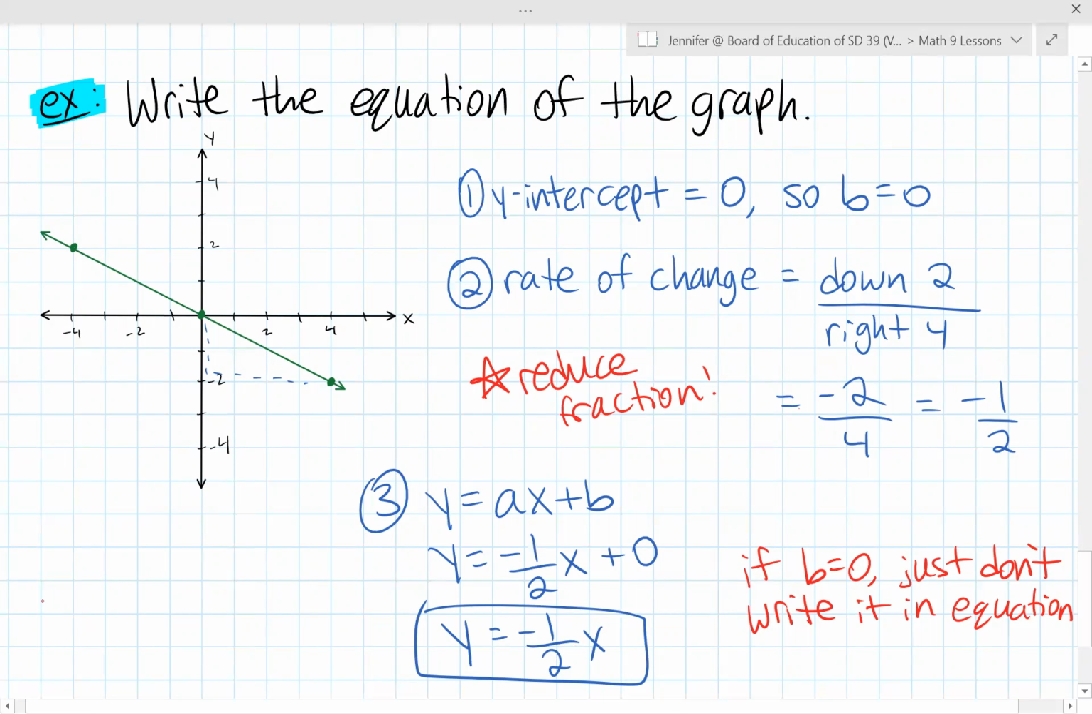So if you ever see an equation, like maybe you had y equals 5x, and there's no b part to it, that's because b is just 0. The y-intercept or the fixed term is 0. There's no point in writing it.